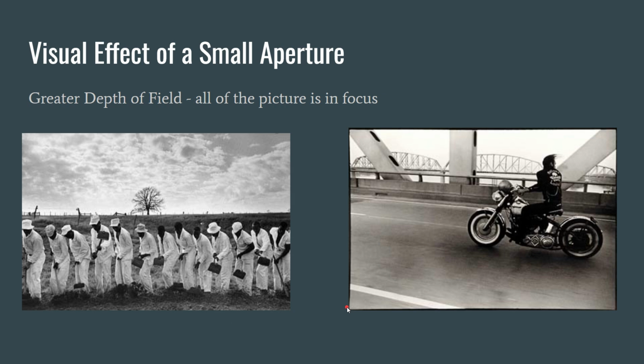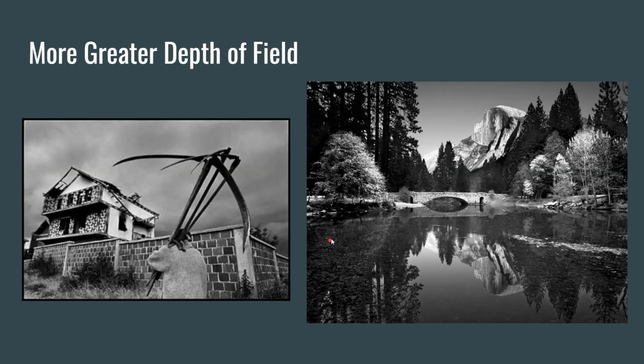Now we have the small aperture, that small hole in the lens. And that shows greater depth of field. So these guys are in focus, and the tree in the back is in focus. The bike rider's in focus. The bridges in the background are in focus. The guy with the scythe is in focus. We can see the house. And in this picture, the reflections are in focus. The bridge is in focus. Even I think that's Half Dome, which is really far away, miles and miles and miles away. It's all in focus. So that is greater depth of field. Everything's in focus.